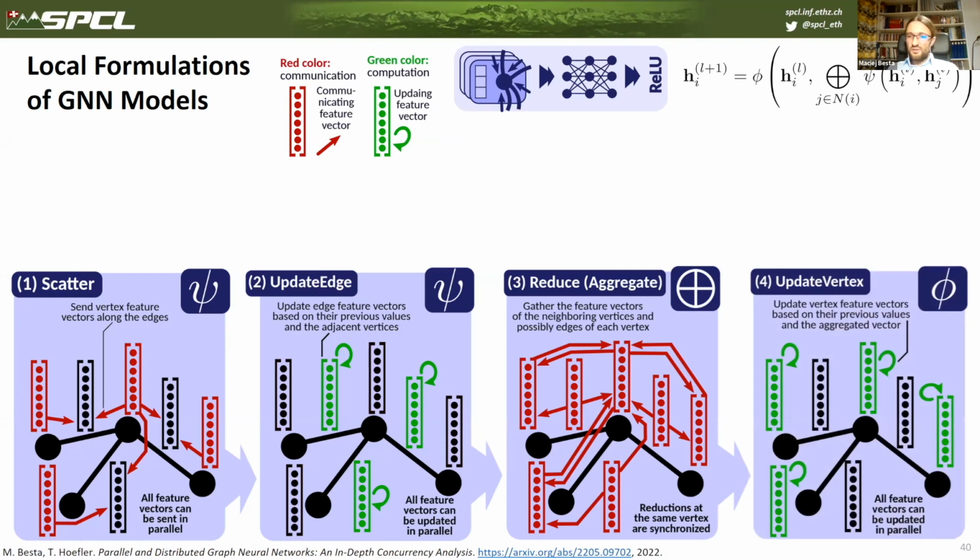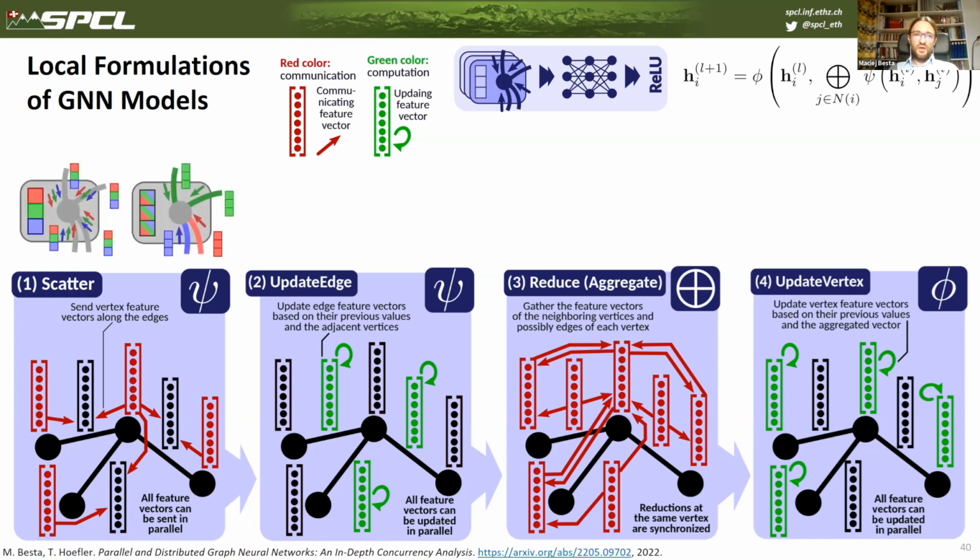And in the final phase, the update vertex phase, which is forming the final function, the phi function, we then run some local computations, for example, an MLP or linear projection, on the vertex feature vectors that we derived in the previous reduction phase. Again, we can parallelize the computation in this phase in full scope. So we don't really have to synchronize with anybody else. We can run all these changes locally in parallel for every vertex.